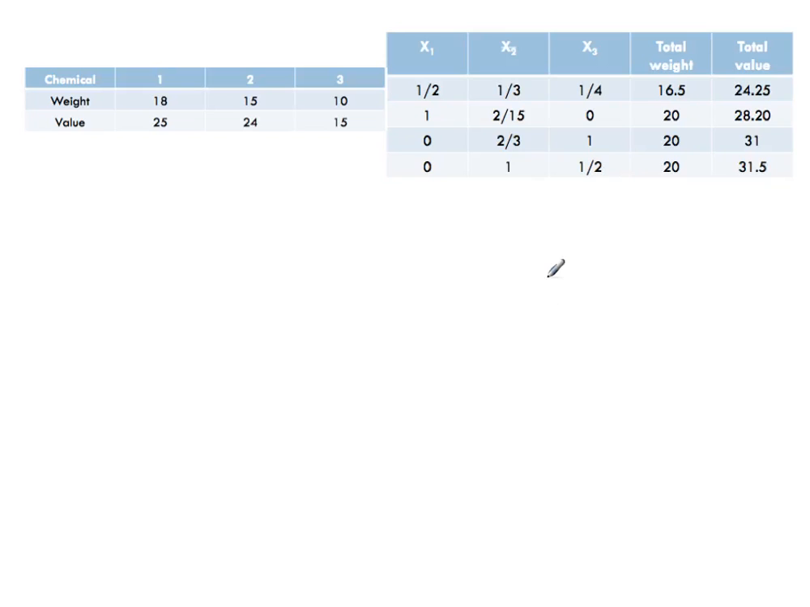So here we have just reminded ourselves of the problem. We have these three chemicals, 1, 2, 3, and we had these four different solutions that we had proposed. And now let's look at some potential greedy strategies. We have two quantities that we are looking at, value and weight. So we can try each of them as an optimization parameter. The first possibility is to choose highest value next.